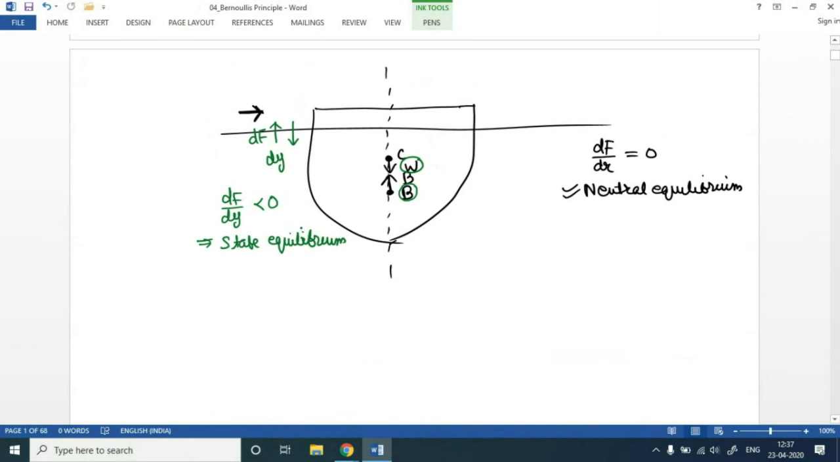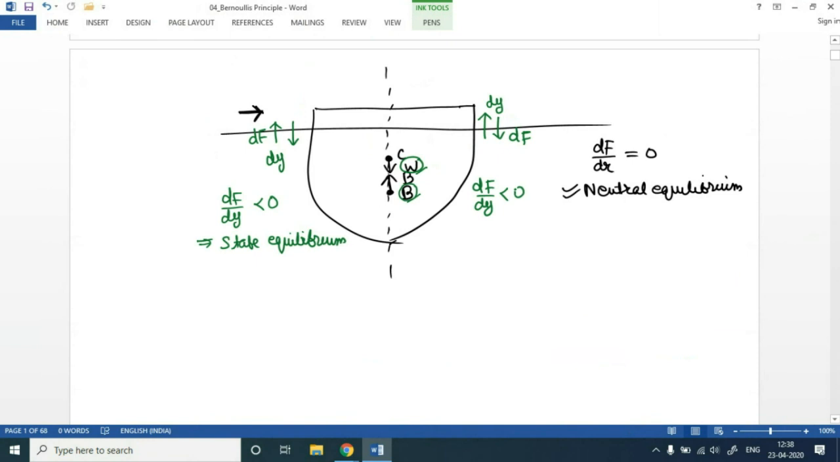Otherwise, the other way you can also see it: if this body is displaced vertically upward by dy, now the volume of the submerged part will decrease, so the buoyancy will decrease. So in that case, weight will exceed the buoyancy, so the net force on this body will be in the vertically downward direction. This is the direction of dF, you can say. So clearly you can see that dF by dy is negative only, so that again gives you a stable equilibrium position.